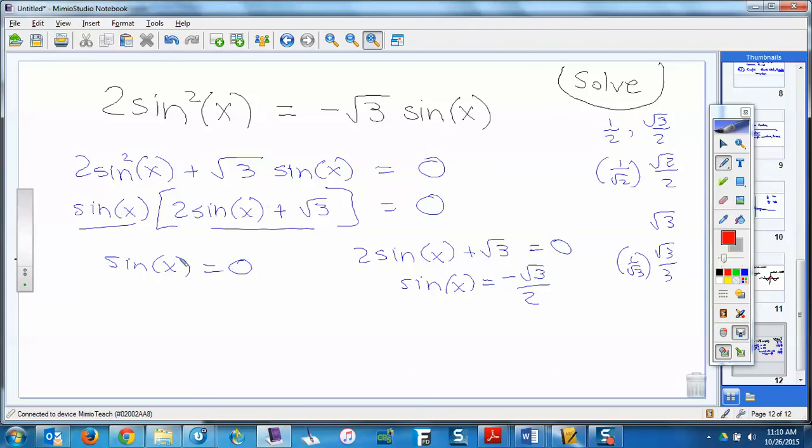Now, where does sine equal 0? Let's think of the unit circle. Sine is the y, not pi halves. 0, 2 pi. At 0, pi, 2 pi, 3 pi.